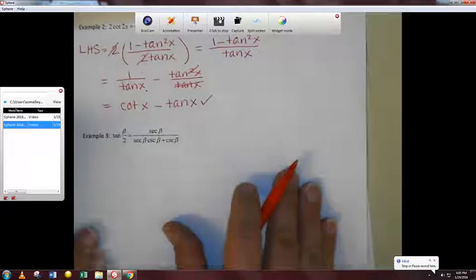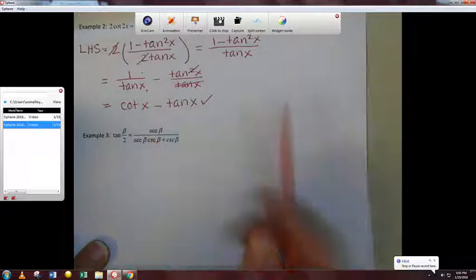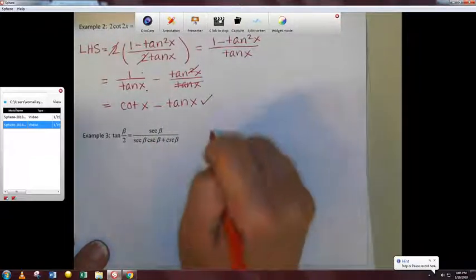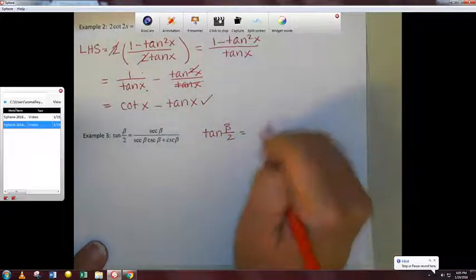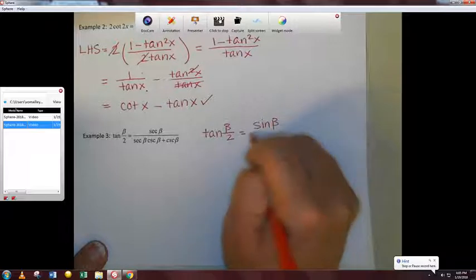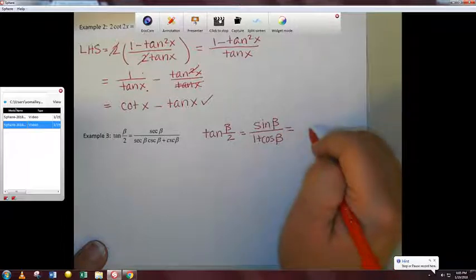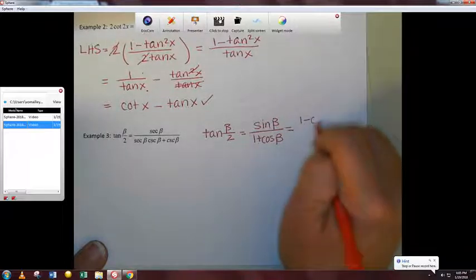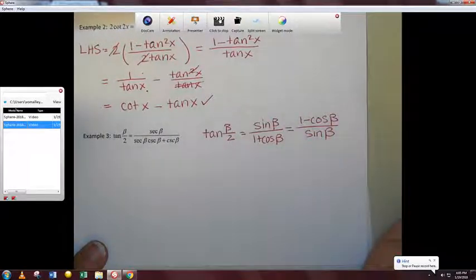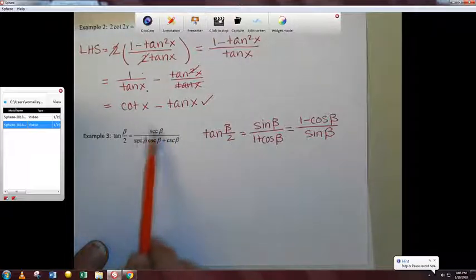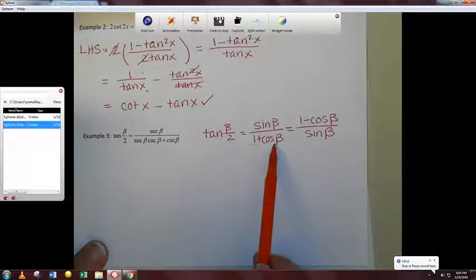Finally, example 3. The right-hand side looks more complicated than the left-hand side, so we're probably going to start there, but let's remind ourselves what the half-angle identity for tangent is. It's going to be sine of beta over 1 plus cosine beta, or you can multiply both of these by the conjugate of the denominator, and you would end up with 1 minus cosine beta over sine beta when you simplify that. Now, because I have a single term in the numerator and a plus sign in the denominator, I think I'm going to try to get the first one that we wrote down.